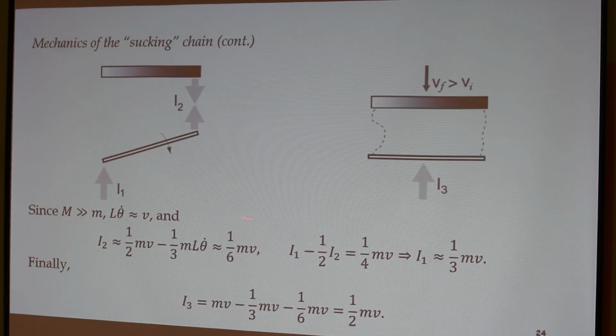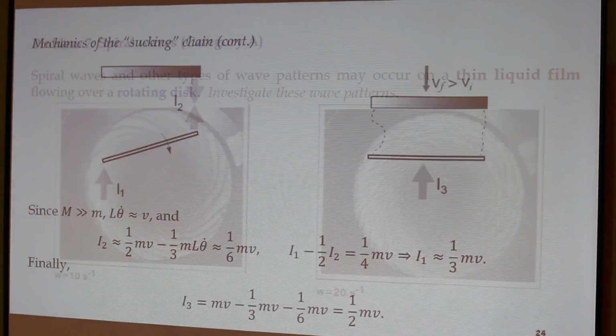The impulse I1, that means the first time the rod hits, is 1/3 mv, when the chain of rods comes down with velocity v. I2 is 1/6 mv, and I3 is half mv, the final impulse that stops the rod. These numbers are so nice, so that's the reason why I said I have to work through it, and it makes sense.